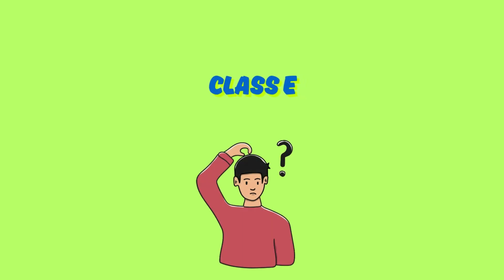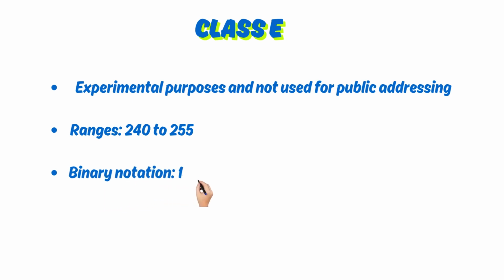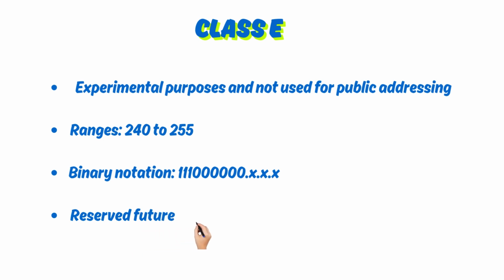Now finally we come to class E. This class is reserved for experimental purposes, and it is not used for public addressing on the internet. It ranges from 240 to 255. In binary notation, the class E IP address can be written like this. Class E IP addresses are held in reserve for future or research use.